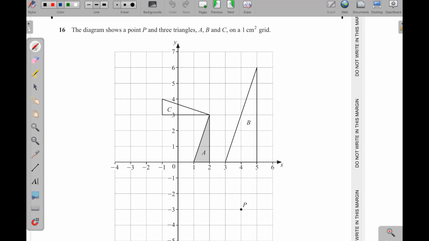This is teacher Simon taking you through IGCSE Core Mathematics, paper 0580/12 for May-June 2025, and this is part 2 for questions 16 to 25.